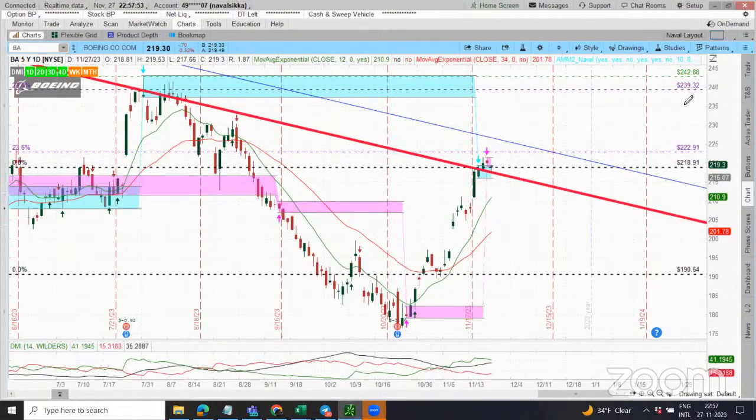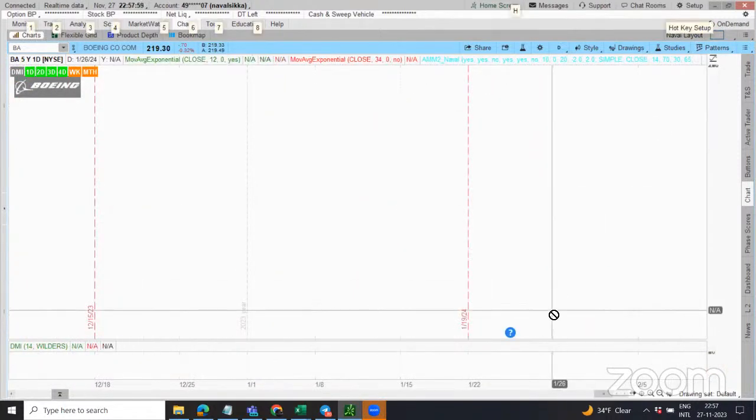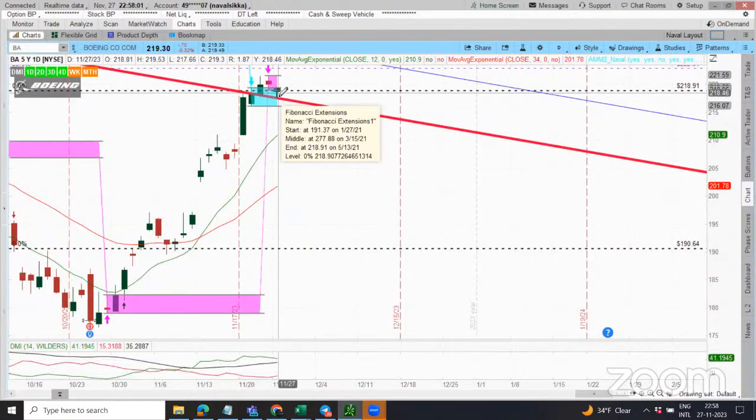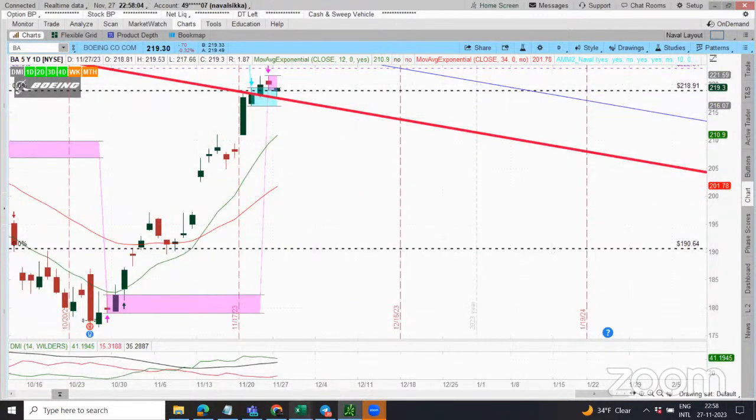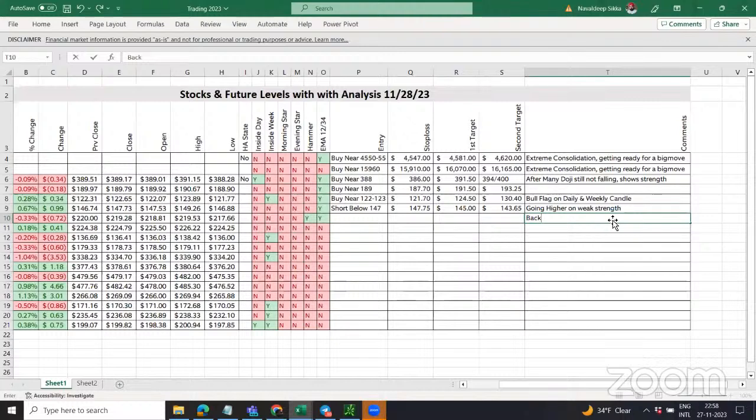It held that area, and today, I think it formed a hammer. So it's not a clean hammer, but it's a hammer for me. So I'm going to mark hammer as yes. Not inside day, 1234 looks fine. I'm going to say back tested the breakout area.